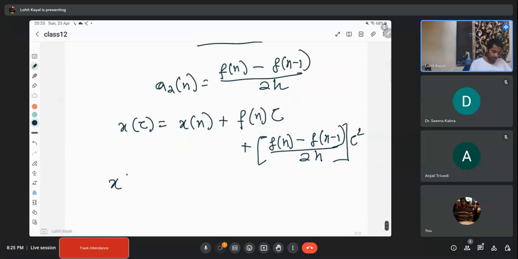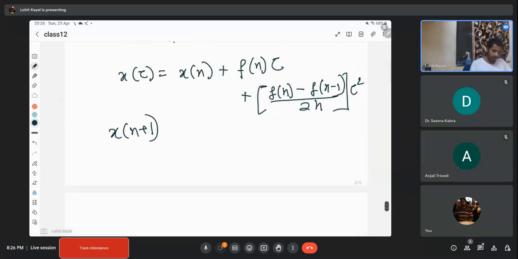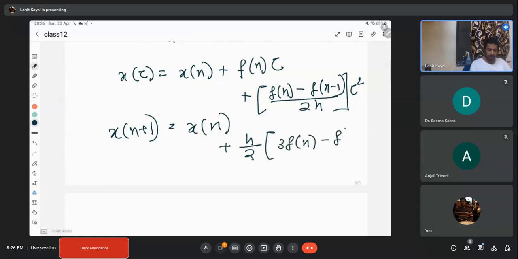Now I need to find a value x n plus 1 because that is the goal. So in place of tau I just need to put h. If you do the calculation, you will finally get x n plus h by 2 times 3 f n minus f of n minus 1.